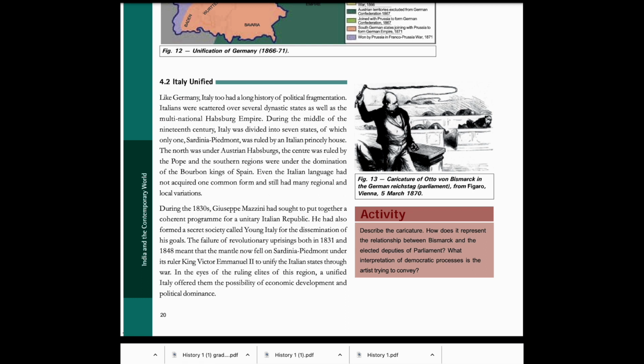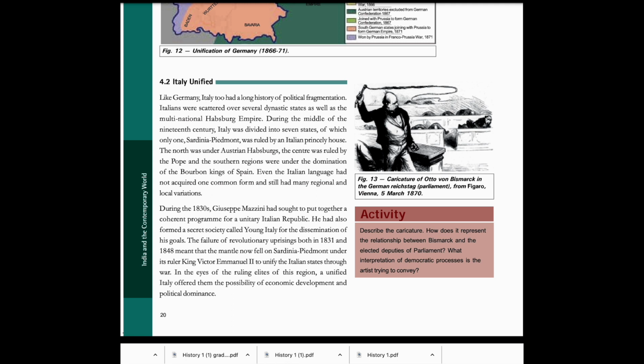During the 1830s, Giuseppe Mazzini had sought to put together a coherent program for a unitary Italian republic. He had also formed a secret society called Young Italy for the dissemination of his goal. The failure of revolutionary uprisings both in 1831 and 1848 meant that the mantle now fell on Sardinia Piedmont under its ruler, King Victor Emmanuel II, to unify the Italian states through war.